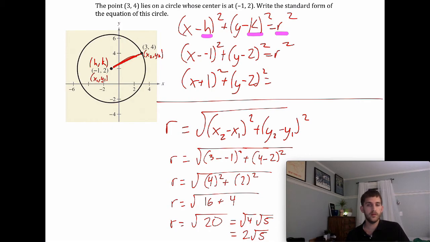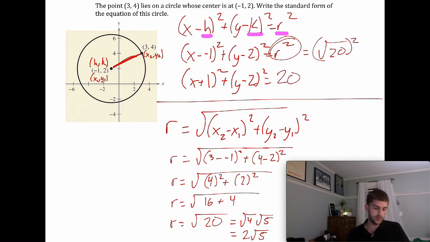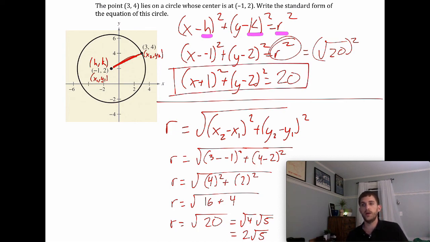Now, one thing I want to go back up to is that we're using r squared. So I'm actually going to leave that square root of 20 alone, because we're going to square it. Thinking about what you remember with operations, opposite operations, like squares and square roots, cancel each other out. So the square root of 20 squared, the square root and the square just cancel each other out, and you just get 20. So the standard form of the equation for this circle that you see on the left is x plus 1 squared plus y minus 2 squared equals 20.